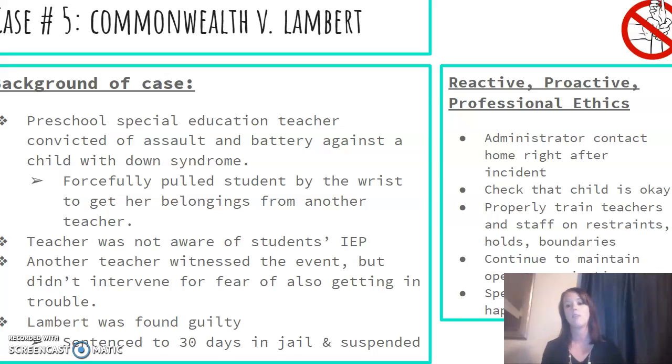And then just like with every case, again, just maintaining open communication with all stakeholders involved, and then speak up if something's happening. I get where maybe that other teacher is coming from, that they didn't want to also get in trouble, but in this situation, we need to be looking out for what's best for students. And if I was in that position, I would definitely have said something.